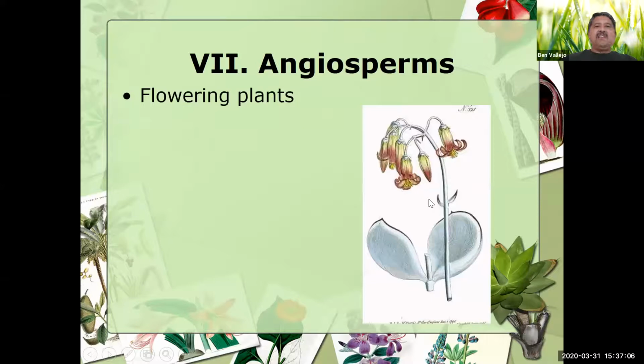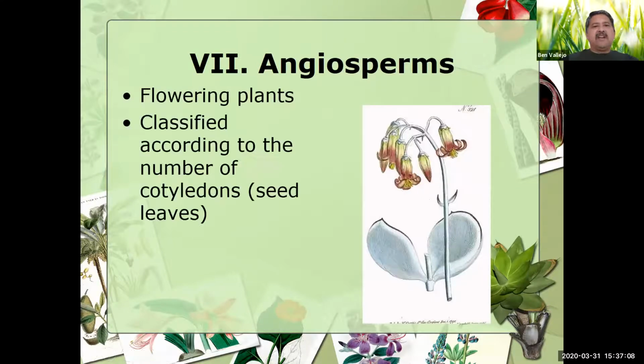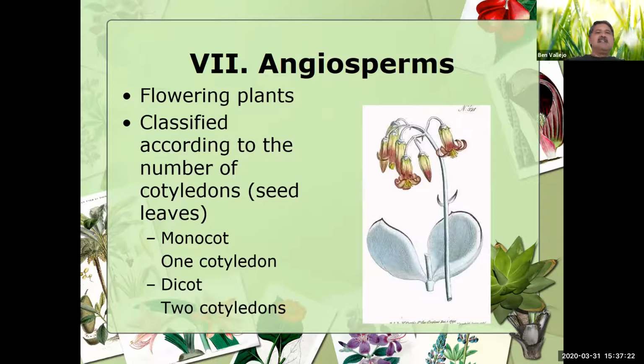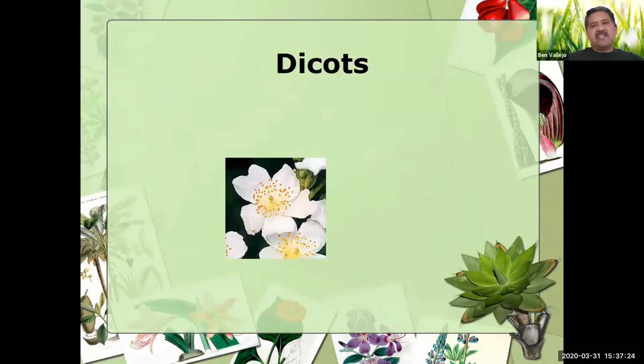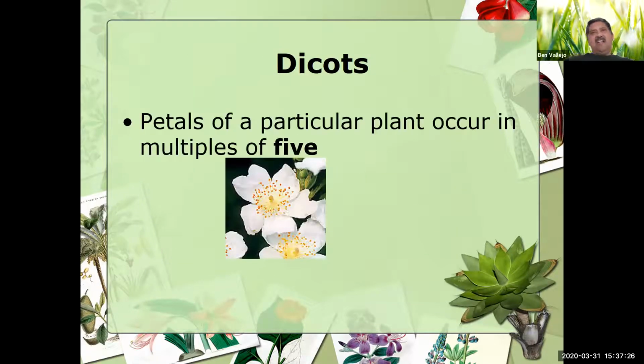Then we have the angiosperms, which are the flowering plants. Flowering plants are classified according to the number of cotyledons. Those are the baby seeds or the seed leaves. If you have one, that's monocot. And if you have two, you have the dicots. So that was a quick introduction to angiosperms. Oh, there's more. Here's dicots.